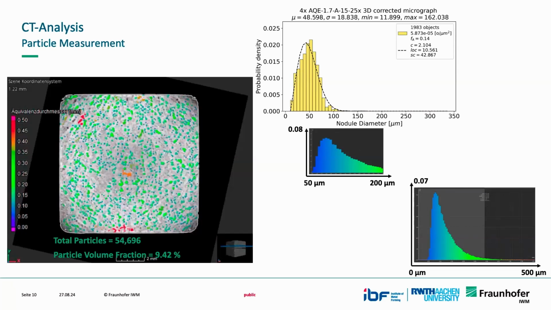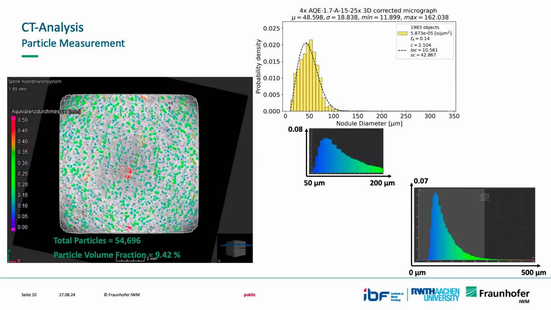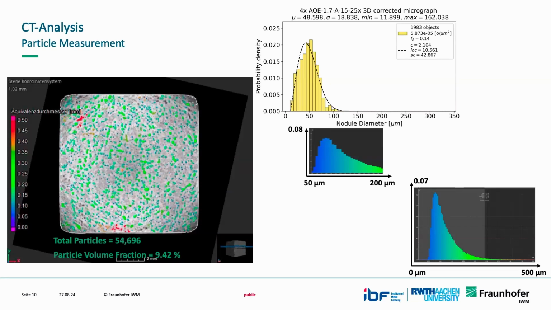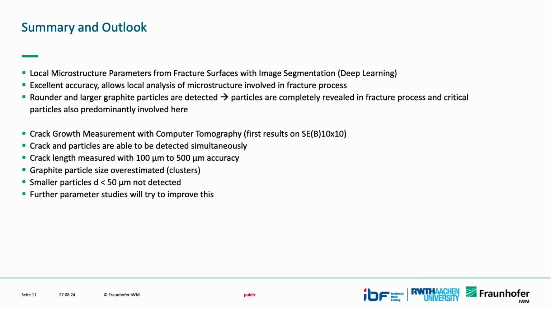So we're going to have to work a little bit more on the parameters here and maybe do some smaller scans so we can sharpen the algorithm. That brings me to my summary and outlook. For the first part, the local microstructure analysis, it showed that it had excellent accuracy. It allows the local analysis of microstructure involved in the fracture process.